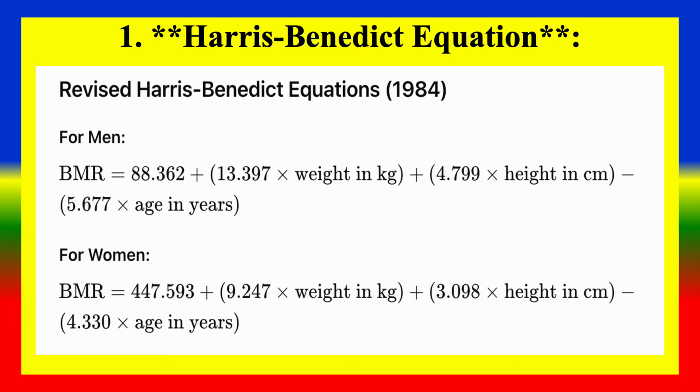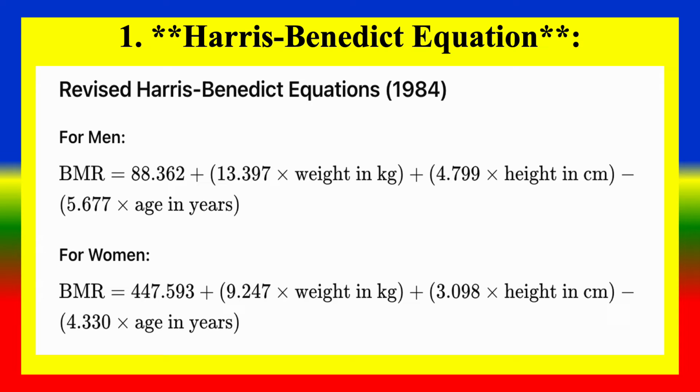The Harris-Benedict equation, revised in 1984, for men: BMR is equal to 88.362 plus 13.397 times weight in kilograms, plus 4.799 times height in centimeters, minus 5.677 times age in years.